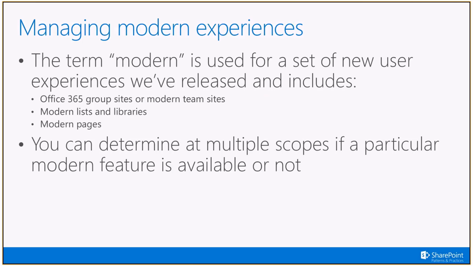It's a collection of new user experiences and functionality that we release for SharePoint Online. In the modern bucket, we see Office 365 group sites or modern team sites, so the new team sites that you can create from SharePoint Online. We see the new modern list and library experience and modern pages. So these three topics are the modern set of functionalities that we talk about.